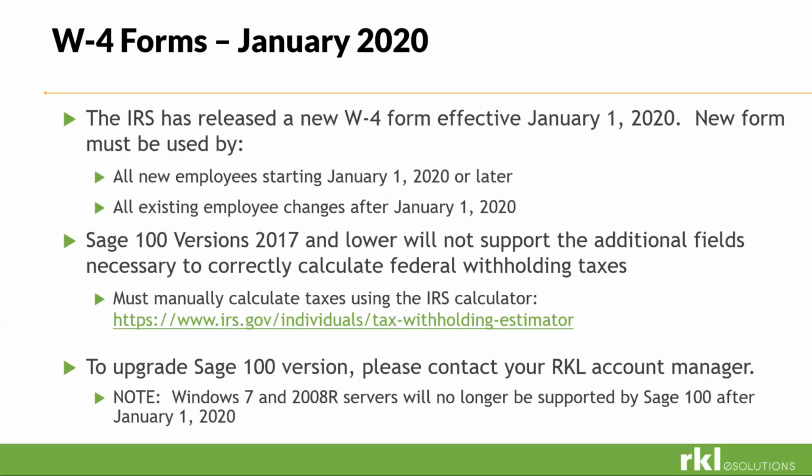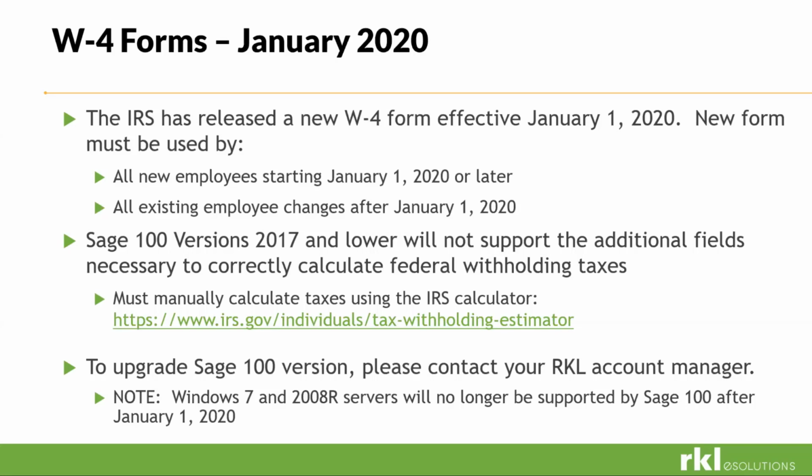As of January 1st, 2020, new W-4 forms will be issued by the IRS, which means that any employees that you hire after January 1st or any existing employees that need to make changes will need to use the new forms. Sage 100 versions 2017 and lower do not have the required fields in order to correctly calculate the withholding taxes for any changes that are made, so manual tax calculations will need to be performed, and there is a link to that on this website.